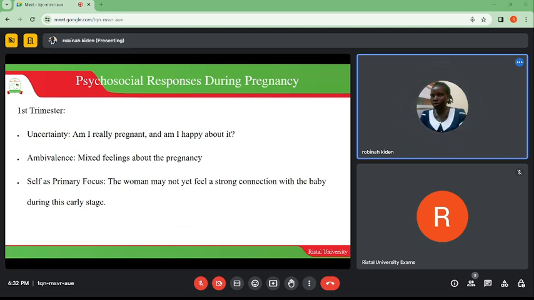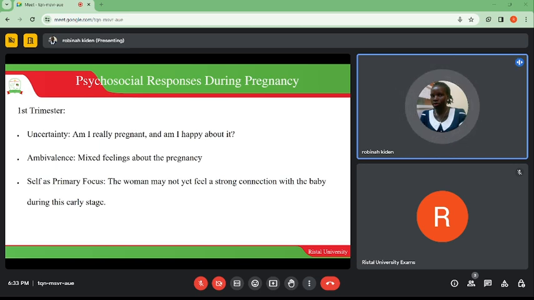Psychosocial responses during pregnancy. So during the first trimester, there is this kind of uncertainty. Am I really pregnant? So there, the mother is not certain about certain things. She is not certain about the pregnancy. She is not sure whether she's happy to have the pregnancy, and many other things happen.